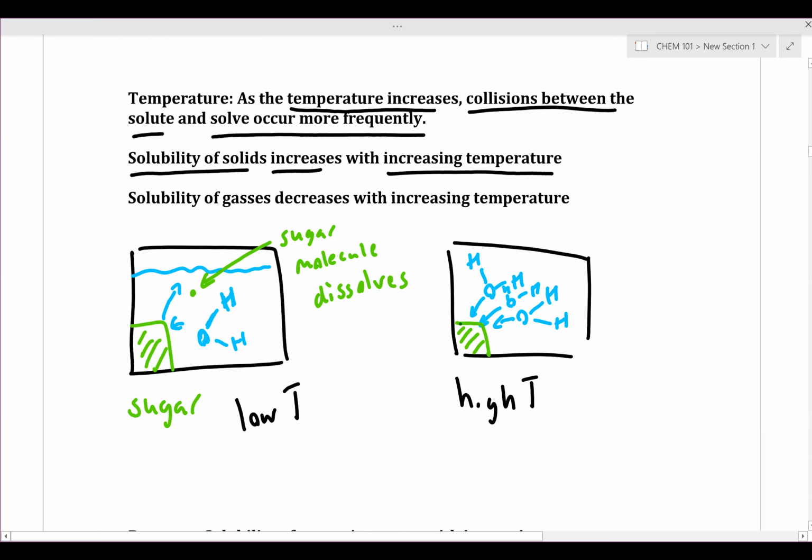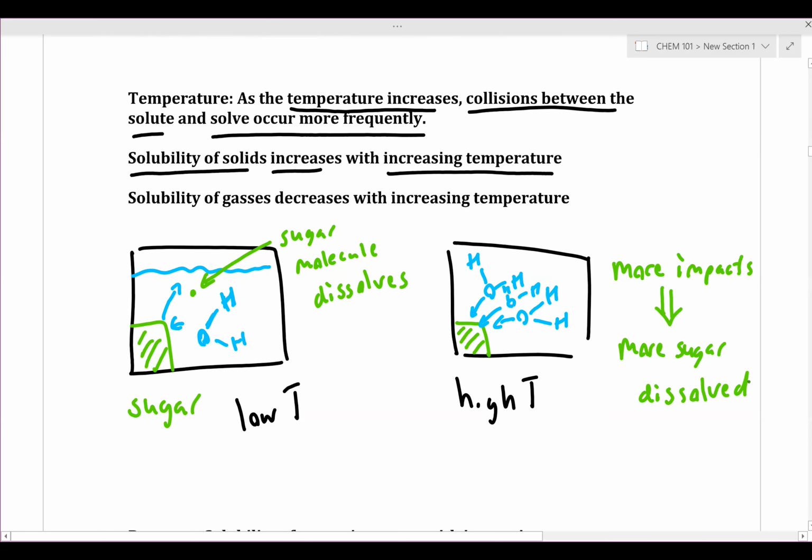If we have more impacts, and these water molecules have more energy as they hit our sugar solid, will we get more sugar particles dissolved? Will the amount of sugar dissolved increase or decrease? Increase, right? We have more water molecules hitting our solid and dissolving it. So more impacts lead to more sugar dissolved. Does that make sense to everyone?